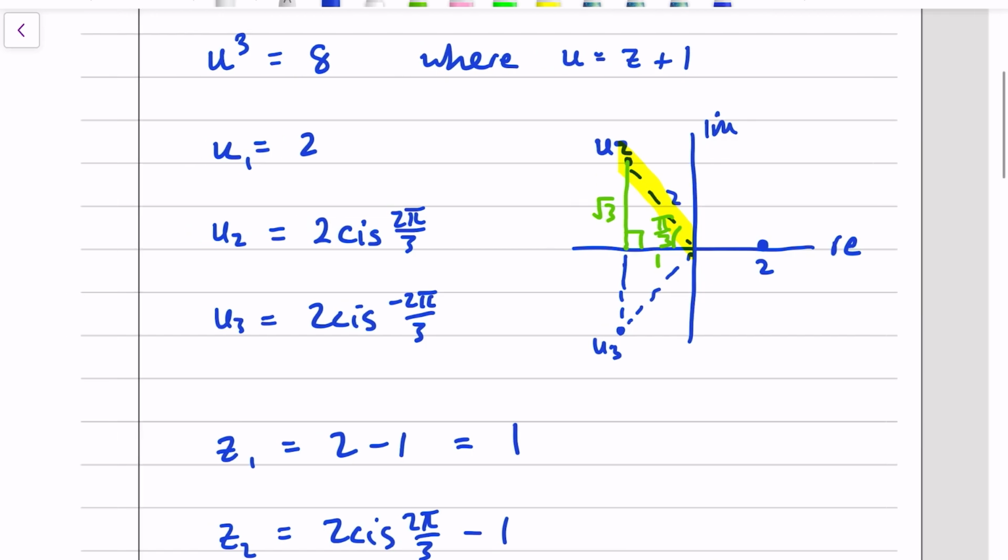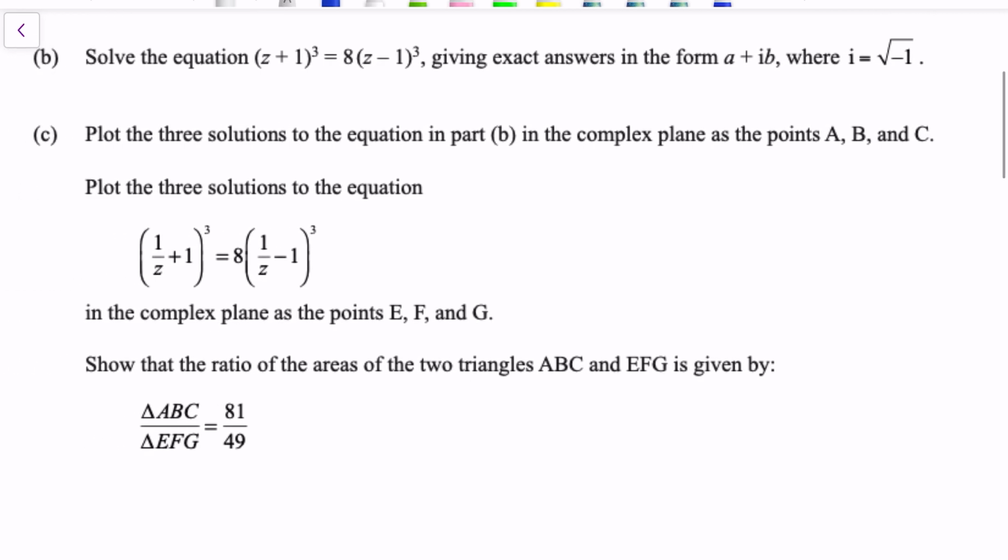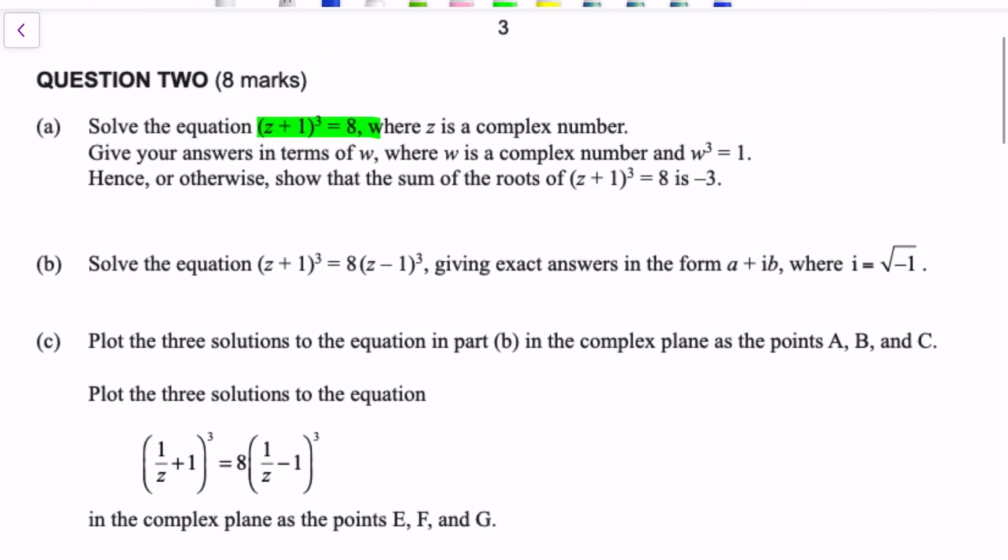Okay, I've just gone off on a bit of a tangent, so let's go back to the question, make sure I've answered it. Solve the equation, done. Give your answers in terms of w, where w is a complex number and w cubed equals 1. Okay, we haven't done that part. I don't know why it's necessary, but let's do it anyways.